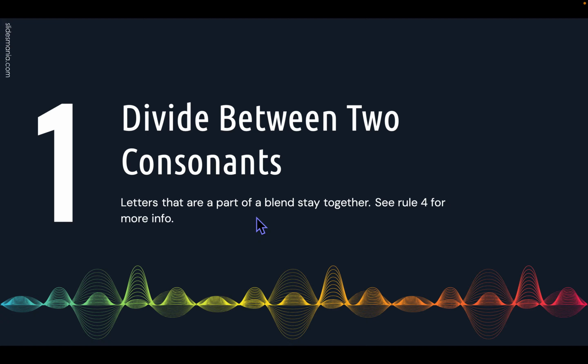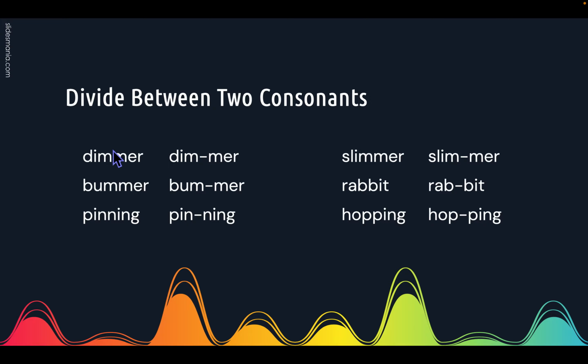The first rule is to divide between two consonants. Letters that are part of a blend are going to stay together. In Rule 4, we will talk more about blends. So right here, we have two consonants, so we're going to split the word here.